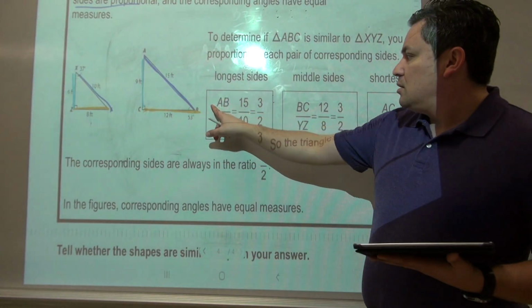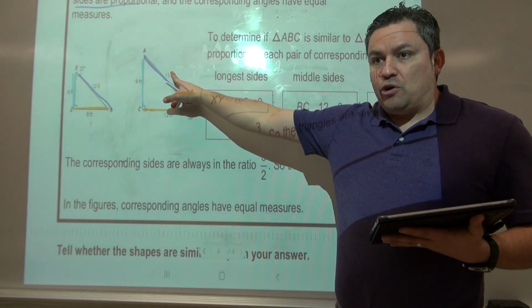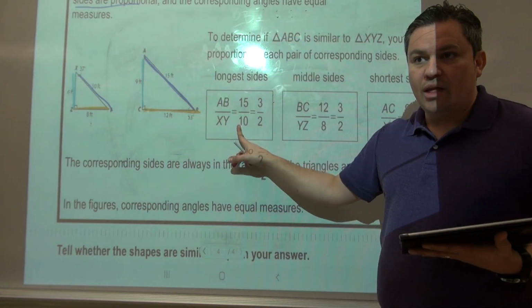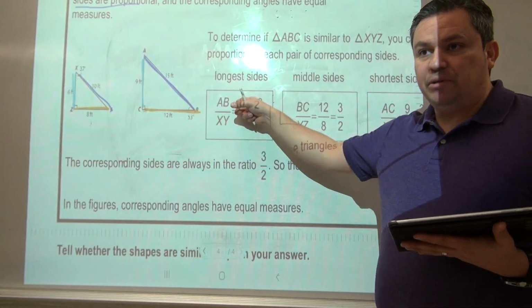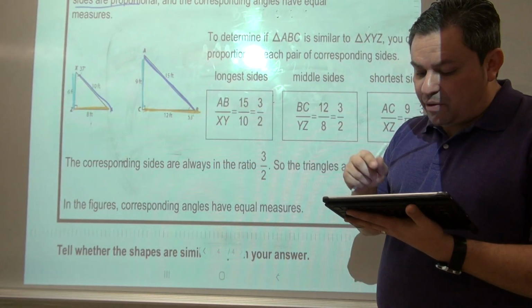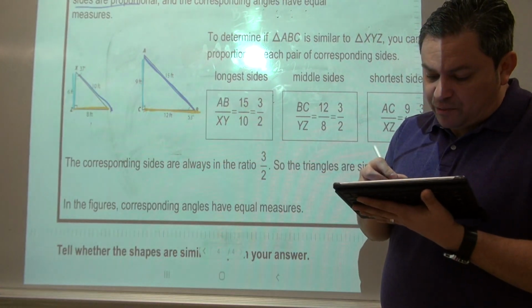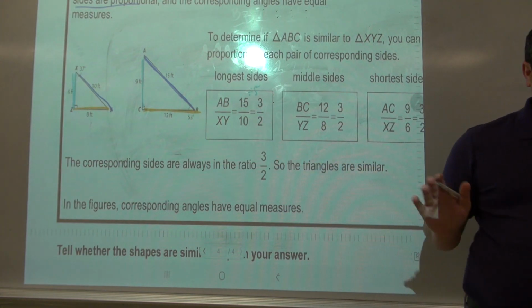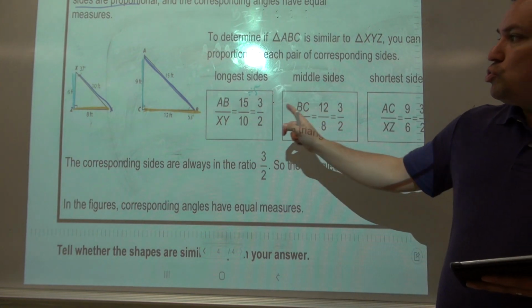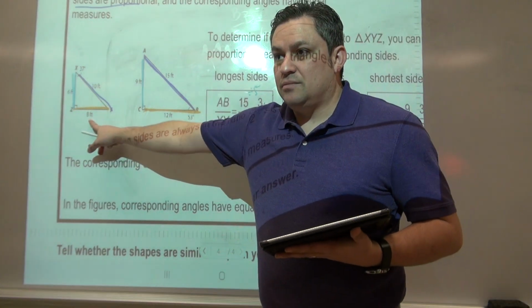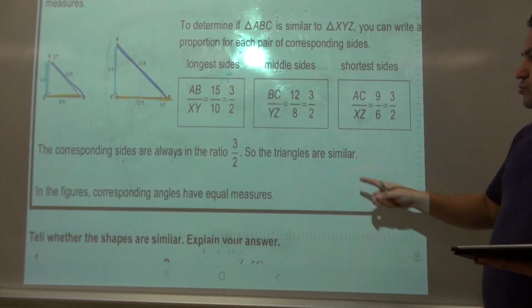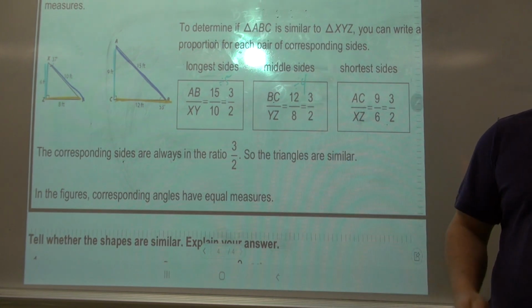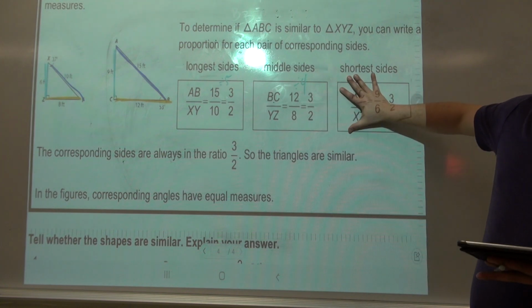So AB equals 15. The corresponding to AB, we said is XY, which is 10, right here. Then you have 15 over 10. If you simplify, in this case, you can divide both of them by what? By 5. So if you divide both of them by 5, you get 3 and 2. Easy, simple. The next one, 12 to 8. In this case, what do we divide it by? By 4. And you get also 3 halves. Now, whenever you're doing this, it is already proportional.